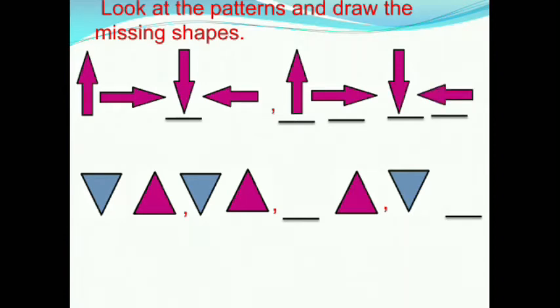Next we have a pattern which has triangles in downwards and upwards. The next pattern will be downwards and upwards triangles. Next, which one will come here, children? Yes, downwards triangle. Next, we have upward triangle and downward triangle. Here, which one will come? Yes, upwards triangle.